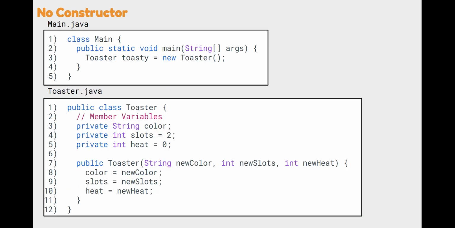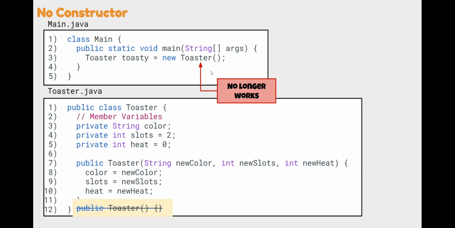Here we have an example where we do provide a toaster constructor in which we do want to have 3 parameters, a string, an int, and an int. On line 3, we are trying to call the no parameter constructor. So we do not have a constructor that looks like this down in the toaster class. Is that still going to be okay? Will Java still give us the no parameter constructor to call? Well, no, this no longer works.